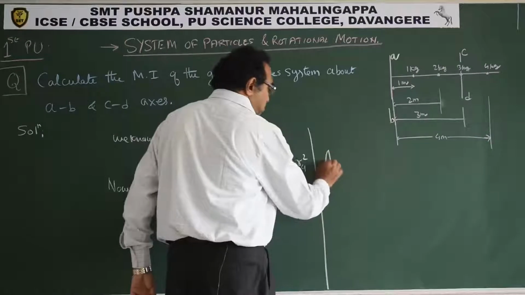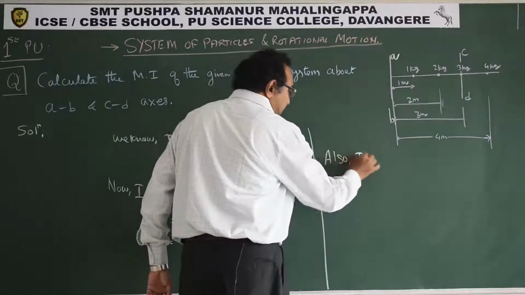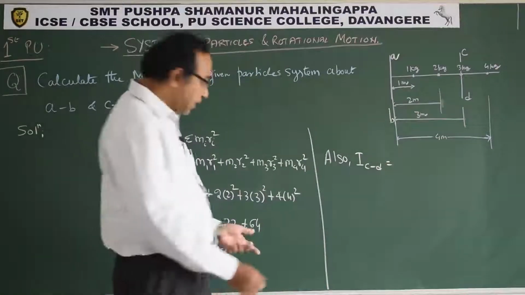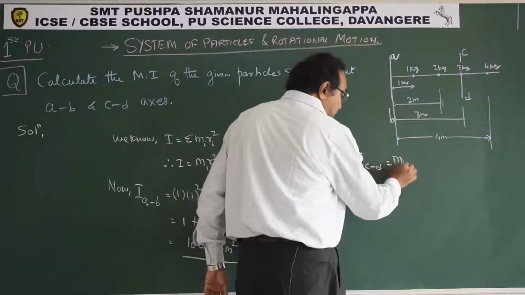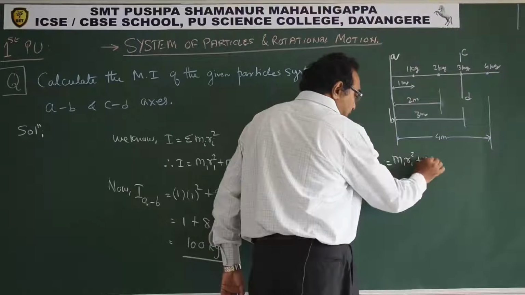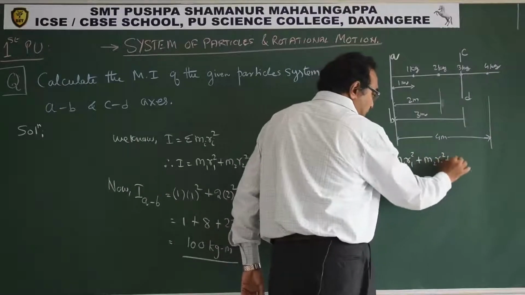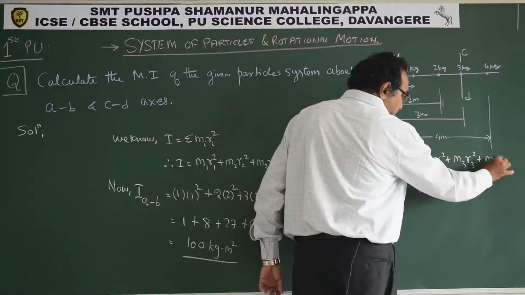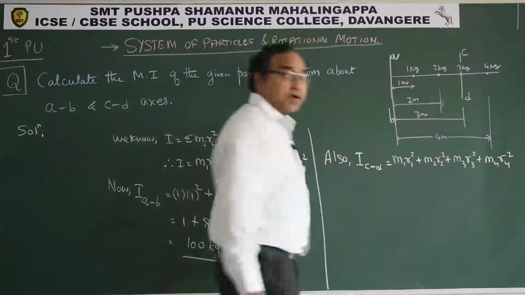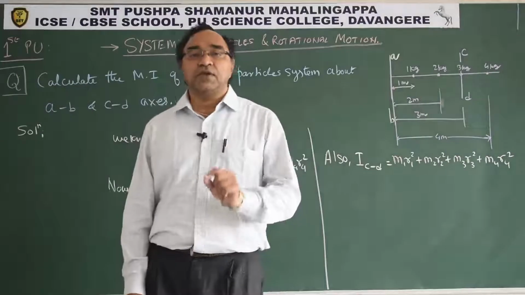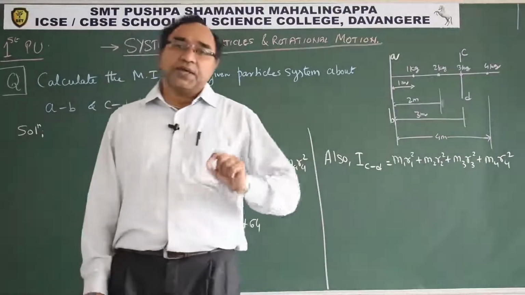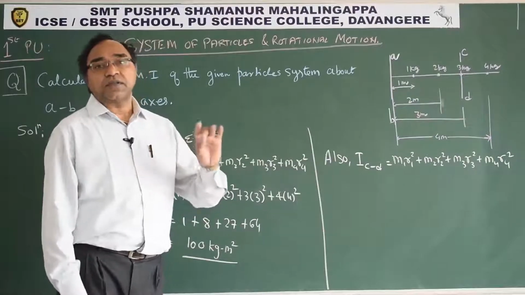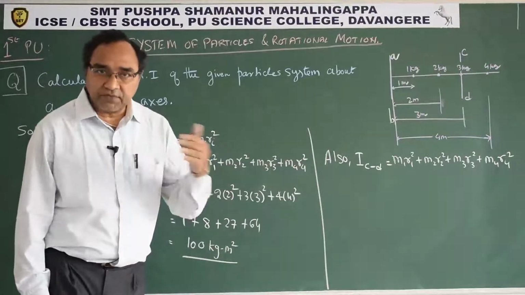Now we want I_CD, the moment of inertia about CD. Again the same thing: m1 r1 square plus m2 r2 square plus m3 r3 square plus m4 r4 square. But here, students, m1, m2, m3, m4 will be the same, while r1, r2, r3, r4 are not going to remain the same, they will change.